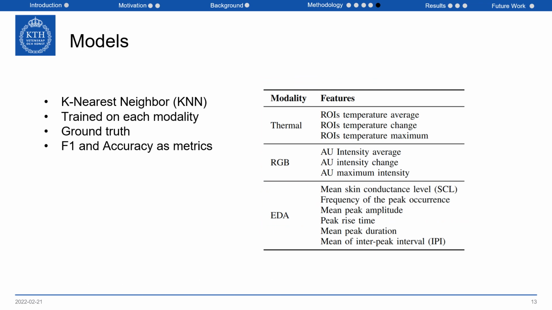We've used the k-nearest neighbor model to classify if the person is being frustrated or not. We have 4 models that were trained on thermal, RGB, and EDA separately and together. In addition, the ground truth data was labeled based on both the cognitive and the failure-induced frustration tasks.